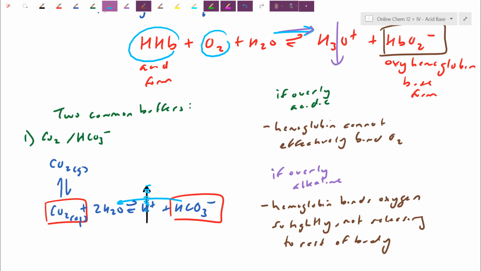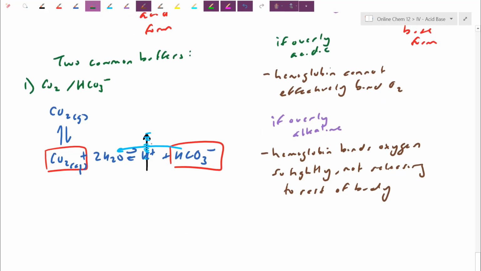What if I encounter something that's basic? Something that's basic is going to pull down my H plus. Fortunately for us, again, we have a good amount of CO2 in the blood. I can shift to the left. I basically want to keep the H plus from changing too drastically, because the H plus content will change my pH.